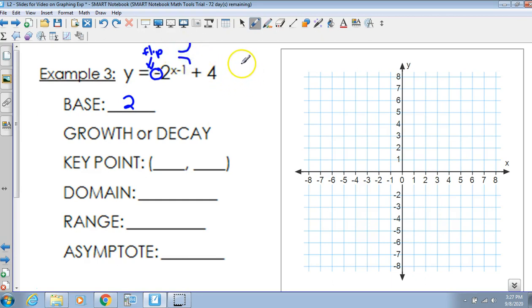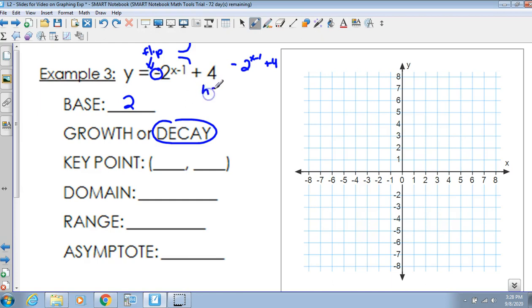And I want to rewrite it just to point out this is not -2 that we're raising to different numbers. This is the opposite of 2 to the x minus 1 plus 4. Students sometimes mess up on that and try to make it a -2 raised to that power, but it's 2 to the x minus 1 power and the opposite sign of that. So this is going to be a decay function because we have a negative.